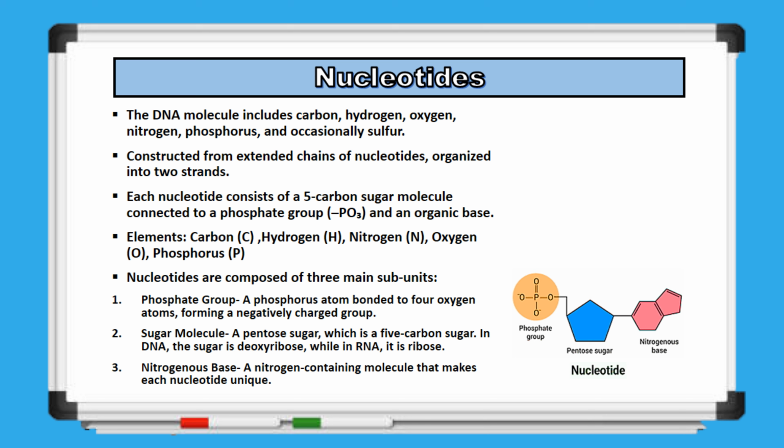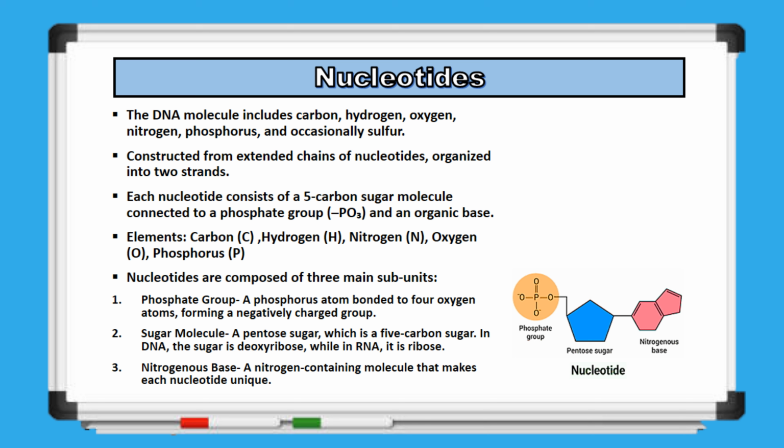We can say that nucleotides are the building blocks of DNA and RNA. Each one is made up of three basic parts. First, we have the phosphate group. This group contains a phosphorus atom bonded to 4 oxygen atoms, and it carries a negative charge. This part is important for linking the nucleotides together.